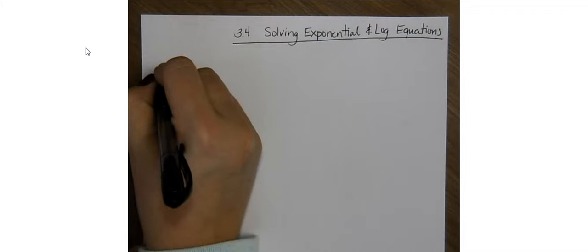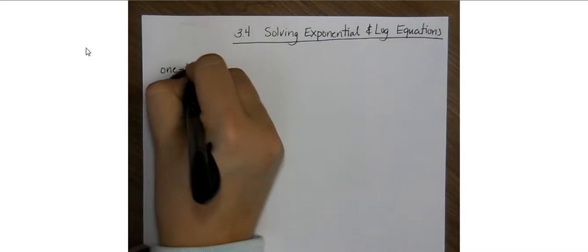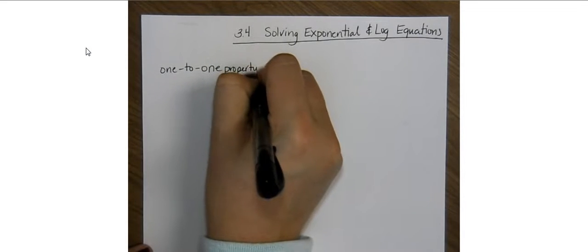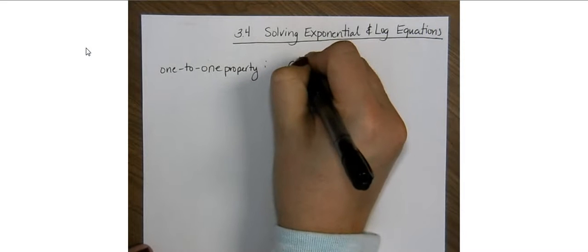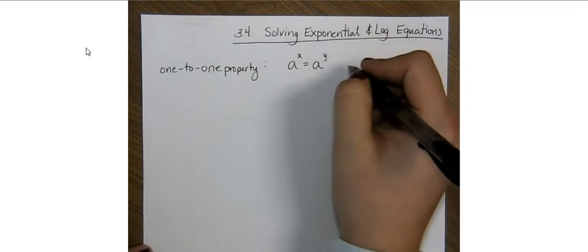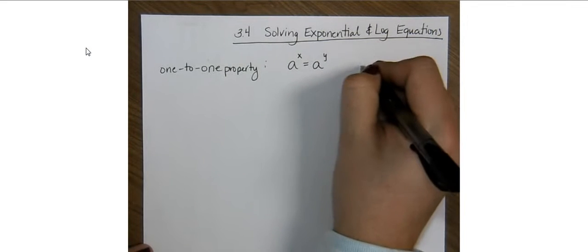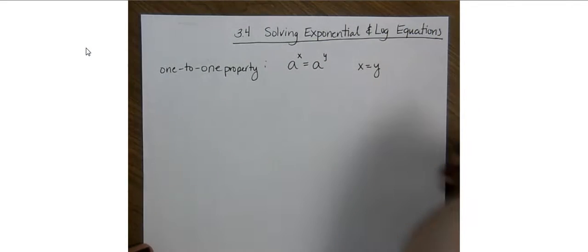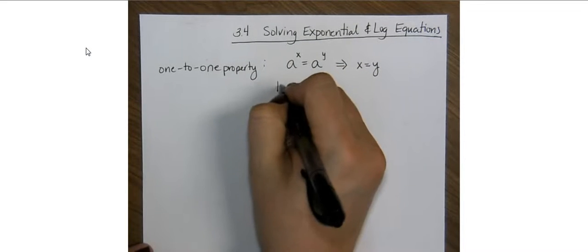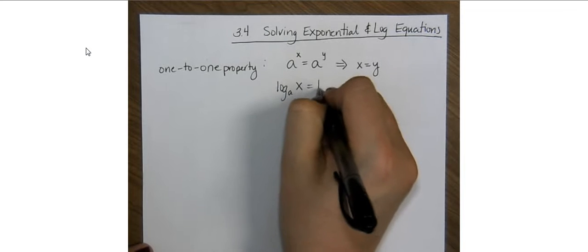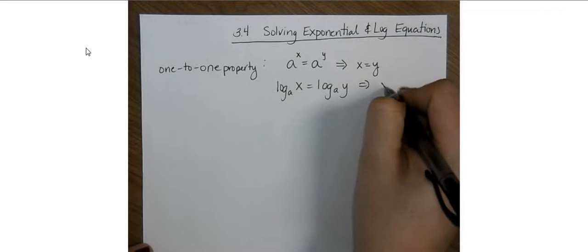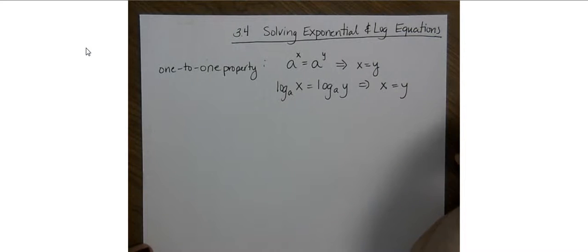So two properties to keep in mind are the one-to-one property, and that says that if you have a base and it is the same and they're exponential, then their exponents have to be equal. If you have log base a of x equal to log base a of y, then x and y have to be equal as well. We talked about those before.